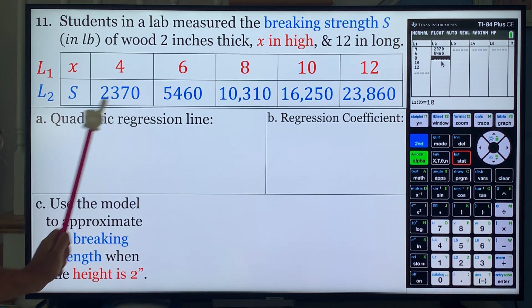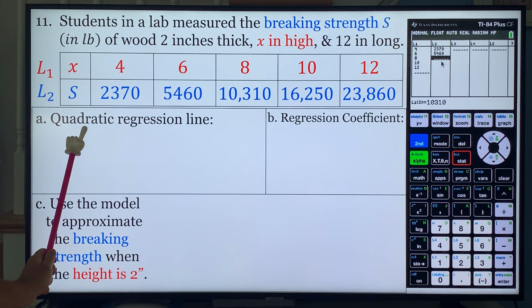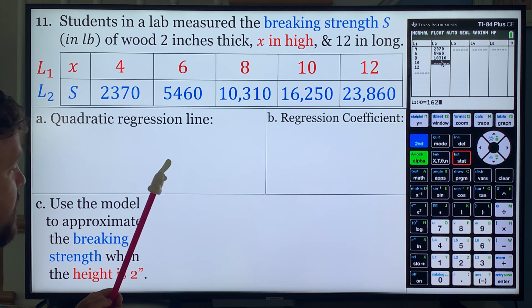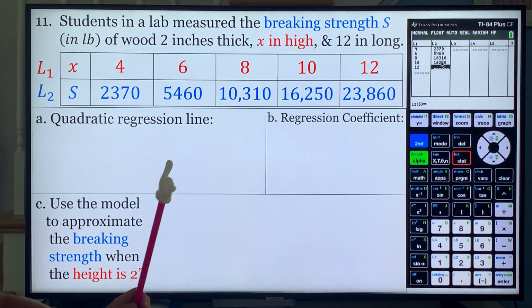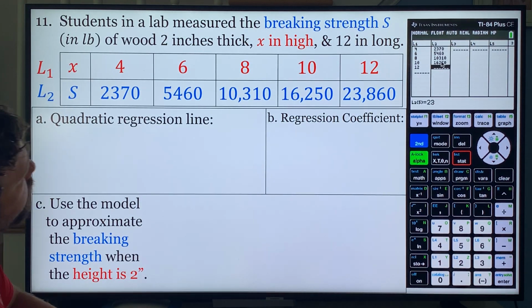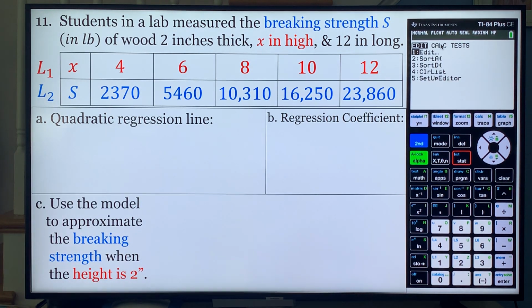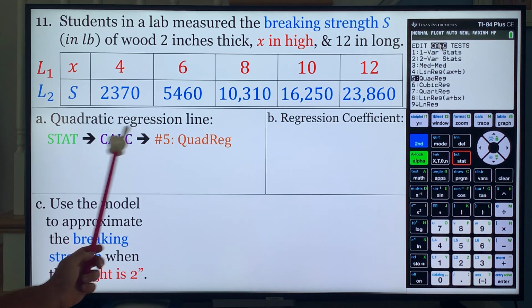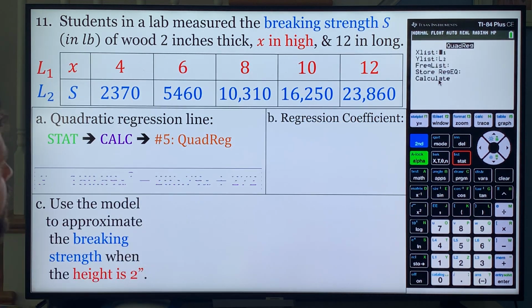Okay? This is the key. Quadratic regression line. Not linear. So that's the only thing that tells you to do the second type. So what I'm going to do is type in all my stuff. These numbers are bigger, and as you can see, they don't go up the same amount each time because they go up quadratically. So, edit, calc, quadratic.